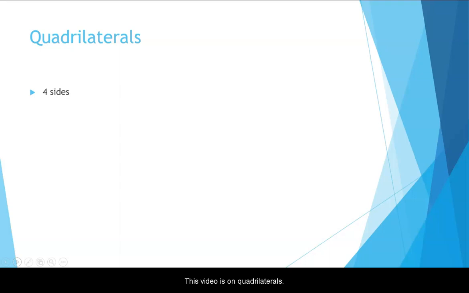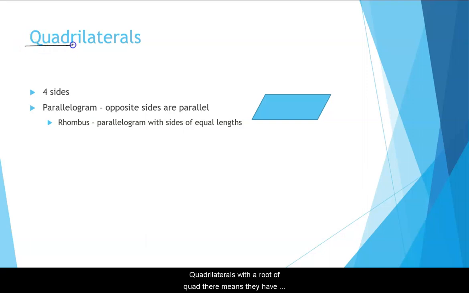This video is on quadrilaterals. Quadrilaterals, with a root of quad, means they have four sides. A common quadrilateral is a parallelogram. In a parallelogram, opposite sides are parallel.